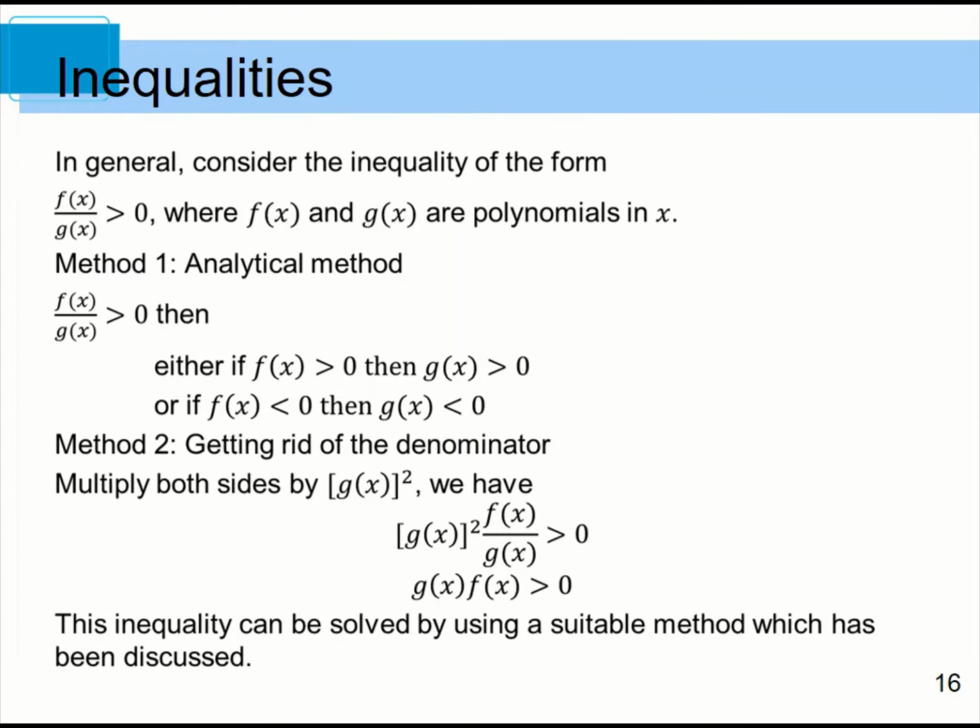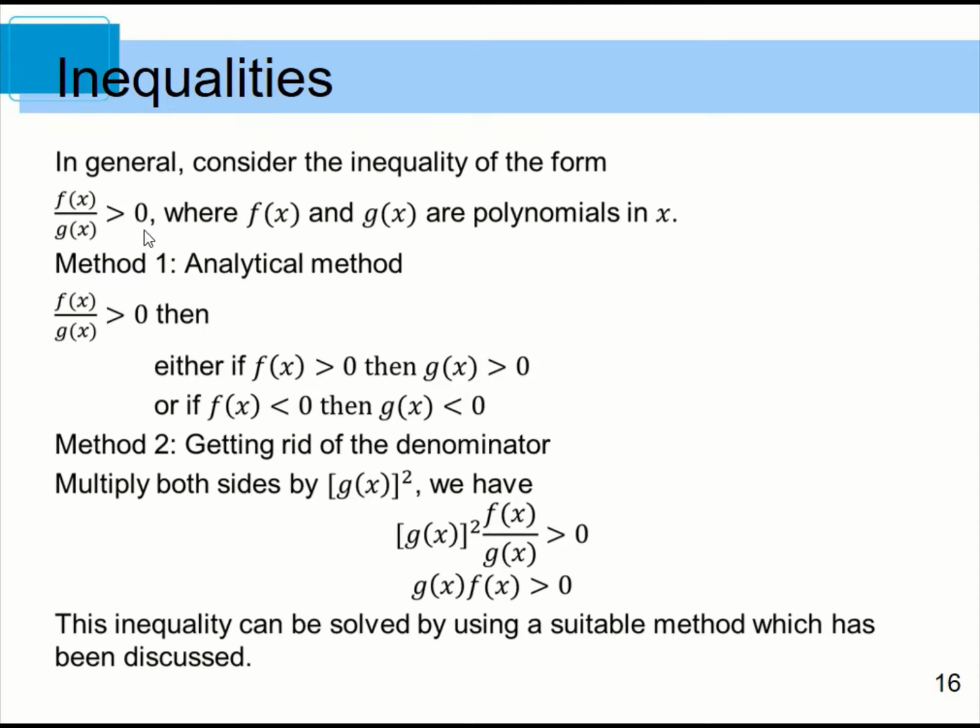Okay, in the following discussion, we are going to discuss inequalities involving rational functions. When we have inequalities in this form, f(x) over g(x), where f(x) and g(x) are polynomials, how do we solve this to find the value of x?